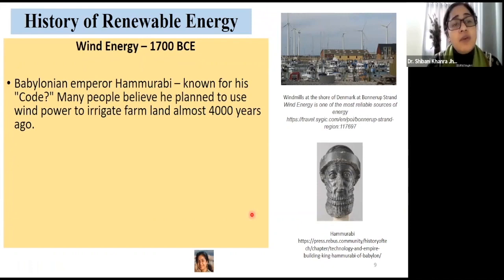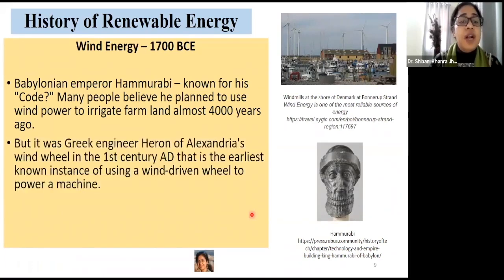There is a well-known story that Babylonian Emperor Hammurabi, who was known for his code, had planned to use wind power to irrigate farmland almost 4,000 years ago. However, as far as the earliest known instance of using wind energy, it is credited to Greek engineer Heron of Alexandria's wind wheel in the 1st century.